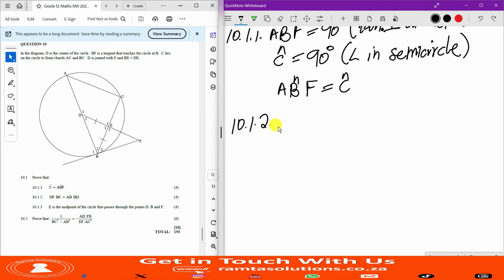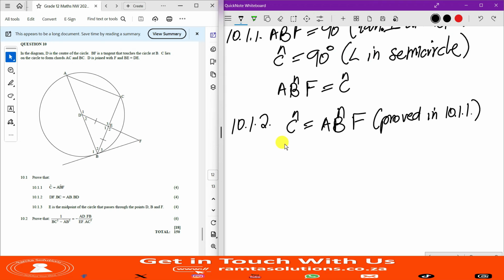So, what did we say? So we did say that angle C is equal to angle ABF, isn't it? Angle C is equal to angle ABF. This we proved in 10.1.1, isn't it? Good. Now, proceeding, we can see that angle D, in fact, let me take angle B.